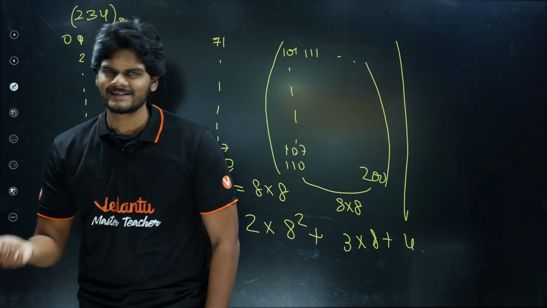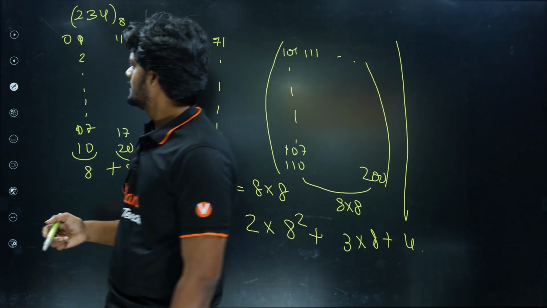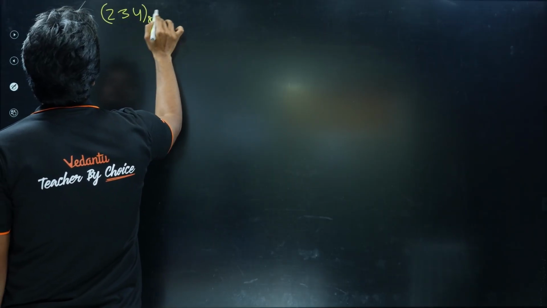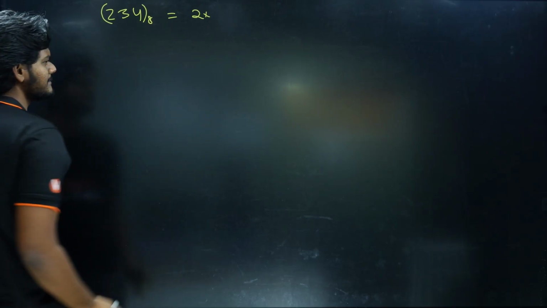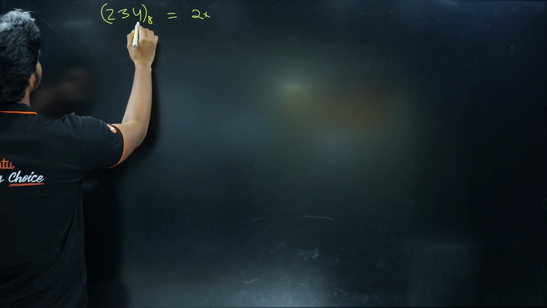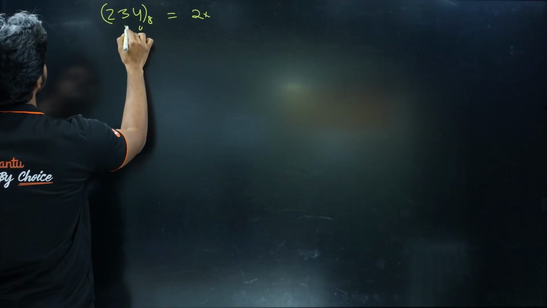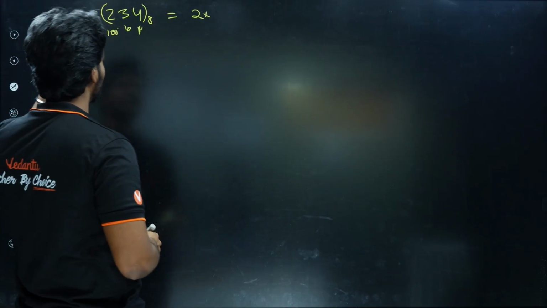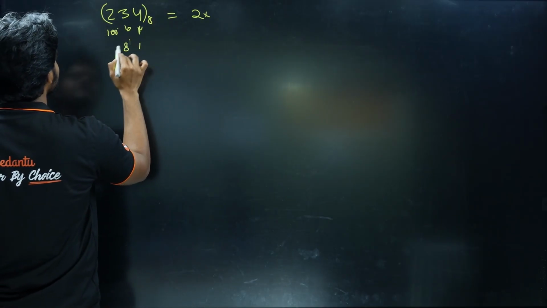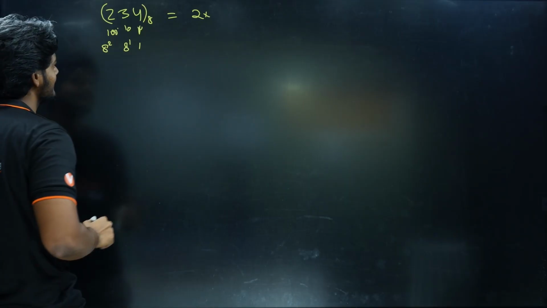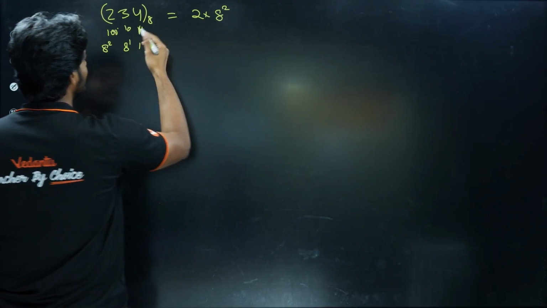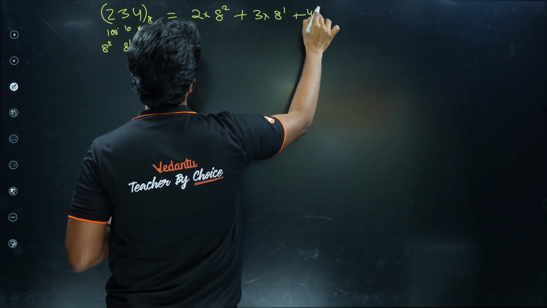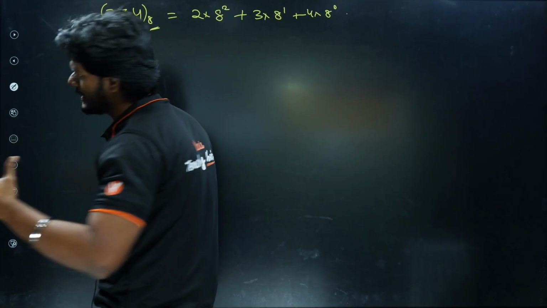So converting to base 10 is easy. I have 234 base 8, which is simply 2 into 8 square. So it is place value again, right? This is units place, this is tens place, this is hundreds place. So instead of unit, 10, 100, we have ones place, eights place, 8 squares place. So we have 2 into 8 square because we are dealing with base 8. So 2 into 8 square plus 3 into 8 power 1 plus 4 into 8 power 0. So that's how we convert.